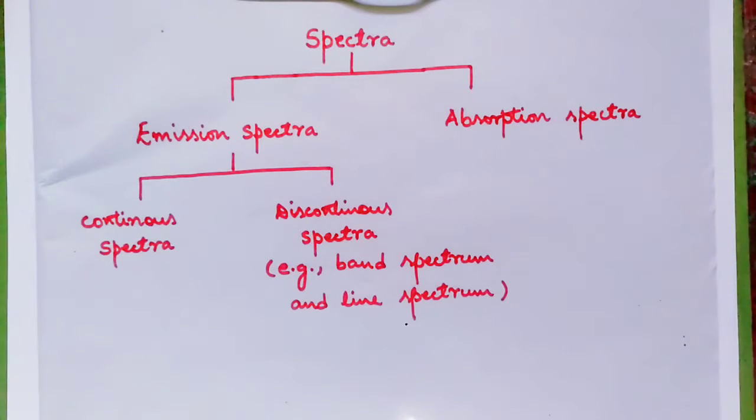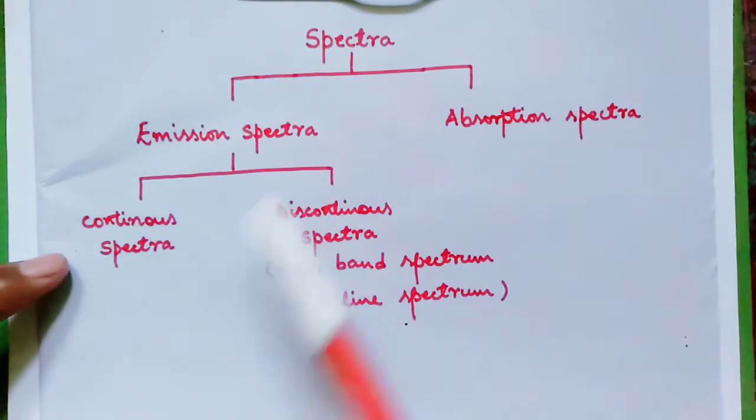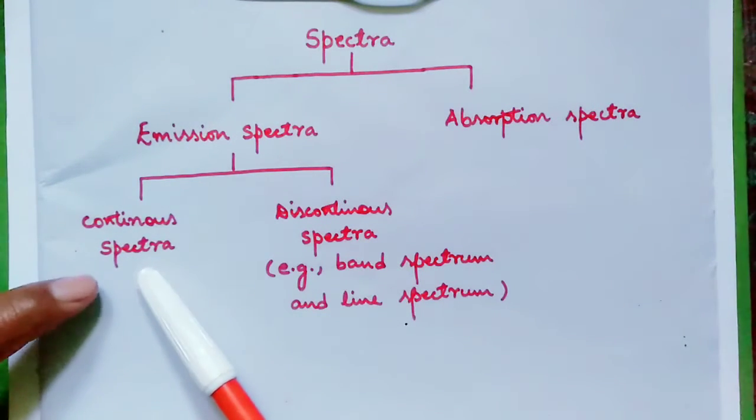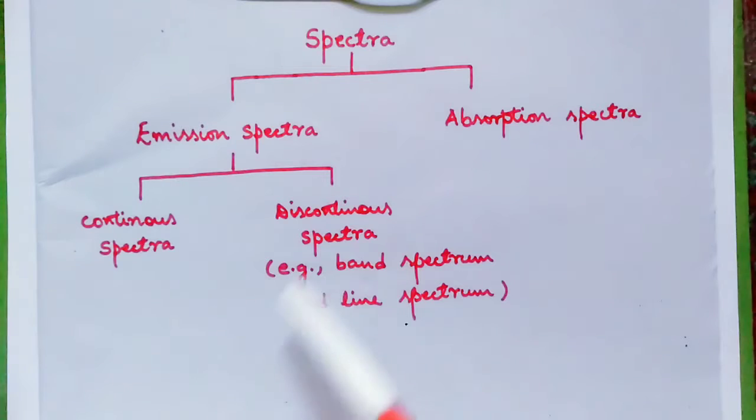In this video, we are going to learn about the different types of spectra. Spectra is divided into two types, emission spectra and absorption spectra. Furthermore, emission spectra is divided into continuous spectra and discontinuous spectra. Examples of discontinuous spectra are band spectrum and line spectrum. And in this particular video, I'm going to focus on the continuous spectra.